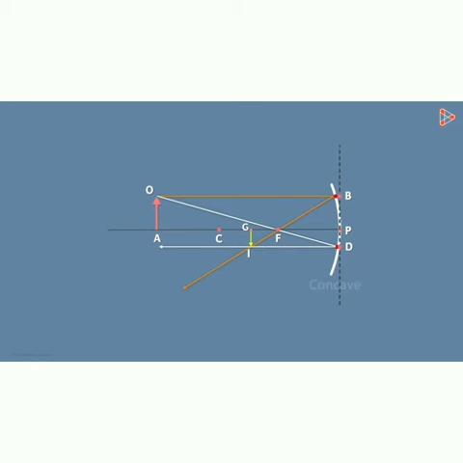Actually, the mirror and the tangent are very close to each other in reality. This is because we know that the aperture of the mirror is much smaller than the radius of curvature. Because of the small aperture, these distances are very small. We can assume these two points to be one point, that is B and D.